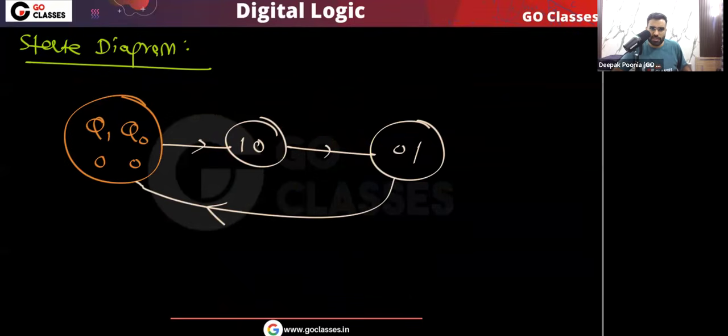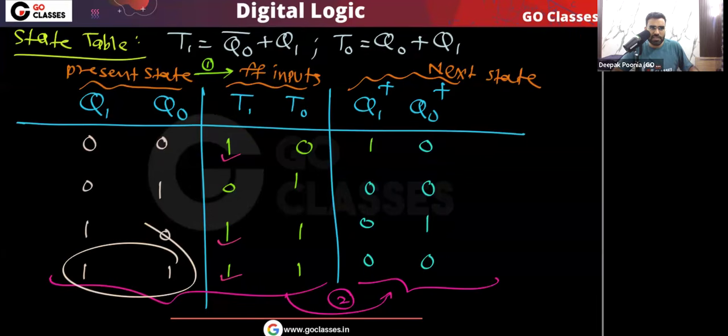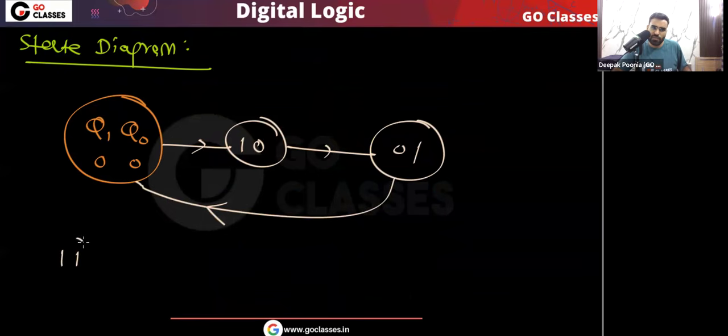Now which state is remaining? 1, 1. If the present state is 1, 1, then the next state will be 0, 0. Okay, so that's it. This is the state diagram. Notice one thing in this state diagram: this arrow simply means that if this is the present state, then the next state will be 1, 0.